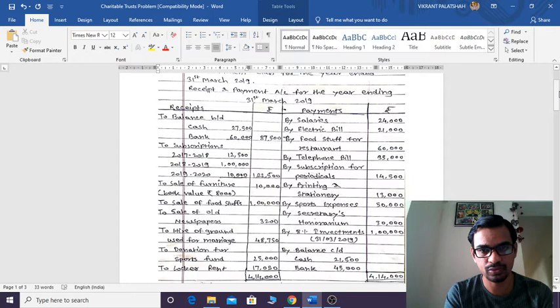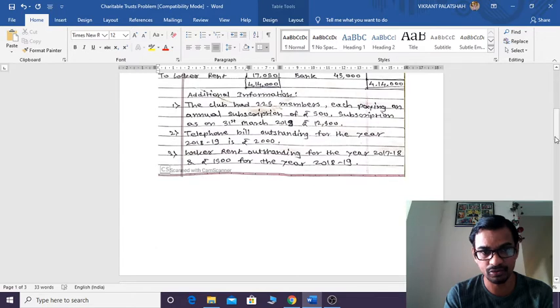The next one is the telephone bill. How much is the amount of the telephone bill given there? It is 35,000, and there is an adjustment. See the adjustment on the second: telephone bill outstanding for the year 2018-19, rupees 2,000. So we have to adjust this to telephone bill. In the inner column write down rupees 35,000.